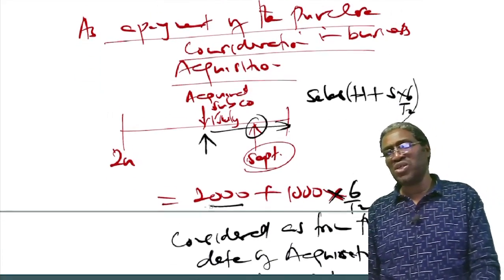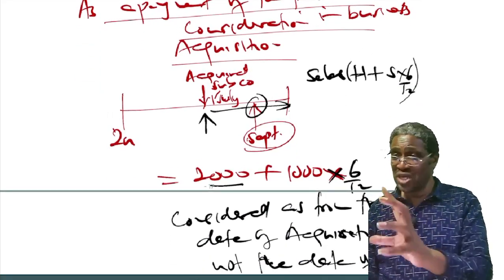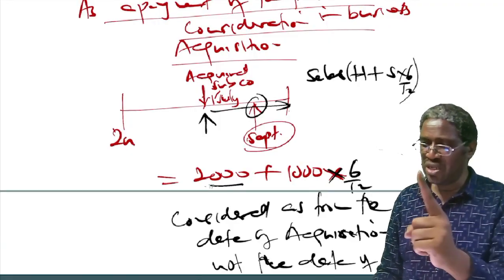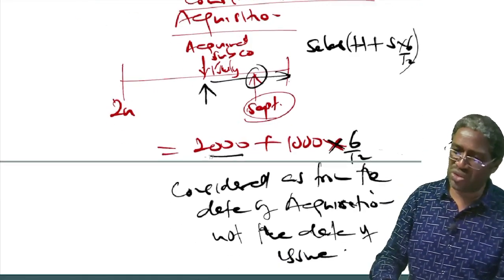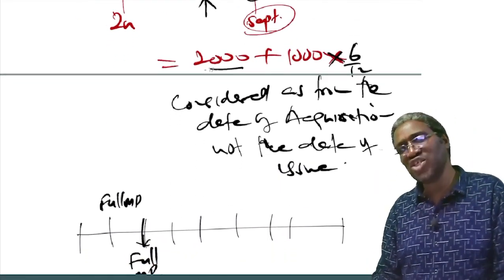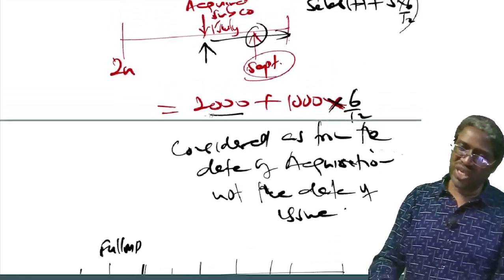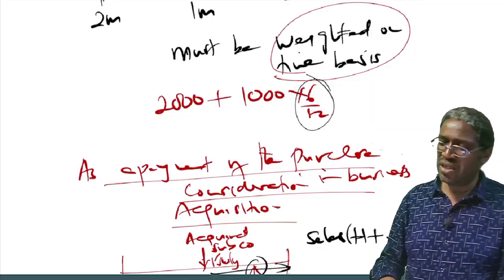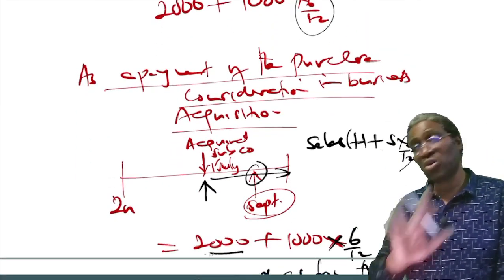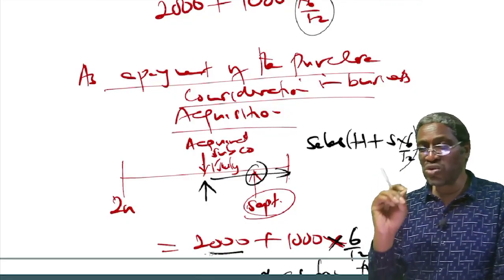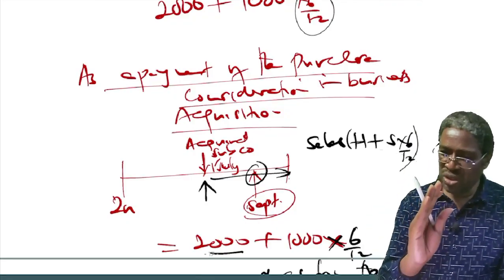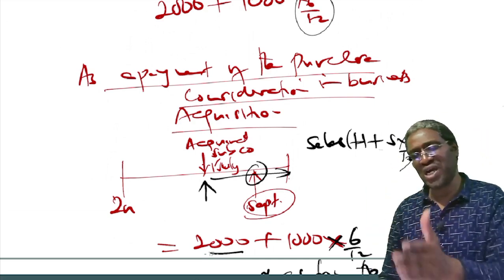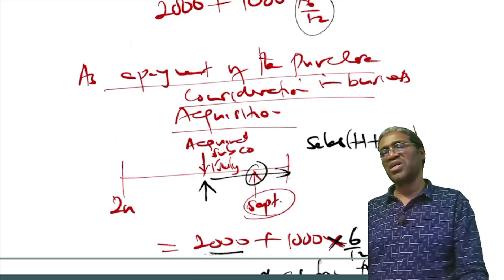Finally, we have said when shares are issued as payment of the purchase consideration in a business acquisition, only one rule: they are considered as from the date of acquisition and not from the date of the issue. Why? Because I've also said the subsidiary's results will be consolidated from the date of acquisition, not from the date of the issue. The day you acquired, that is when you crystallize, but not the day you are paying your debt. No, your debt, you incurred it on the day you acquired that subsidiary company.